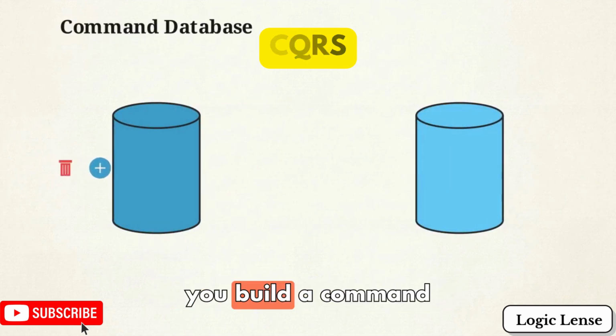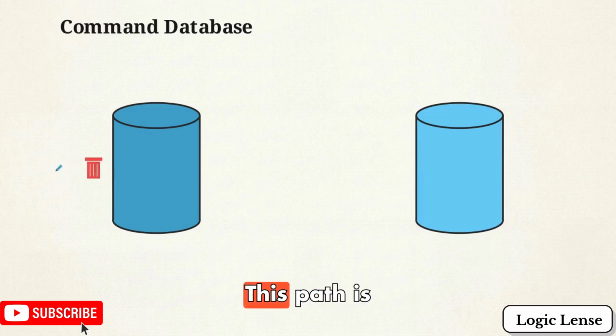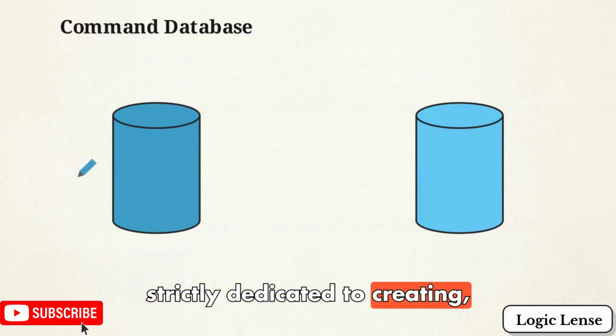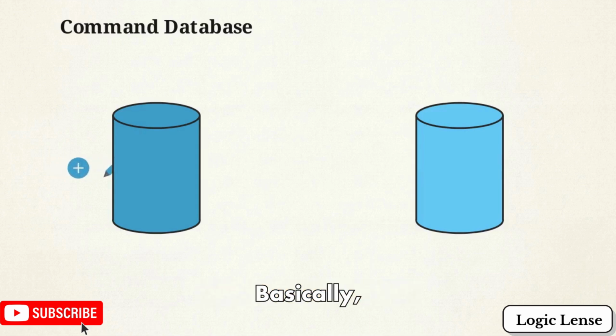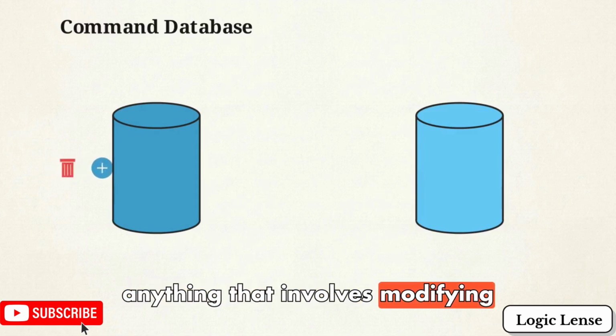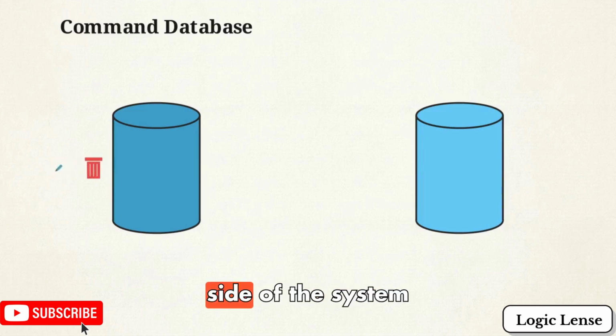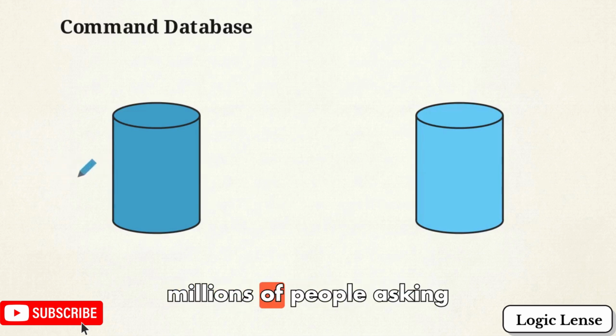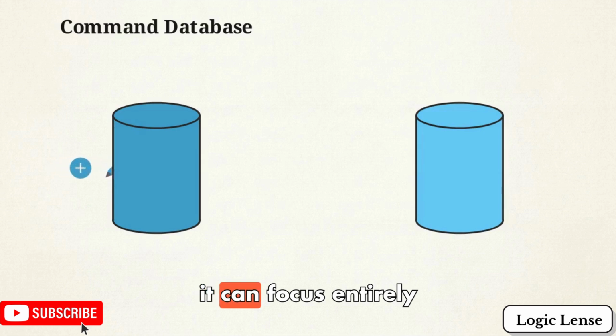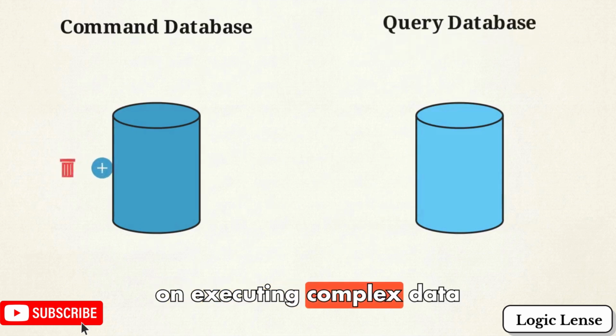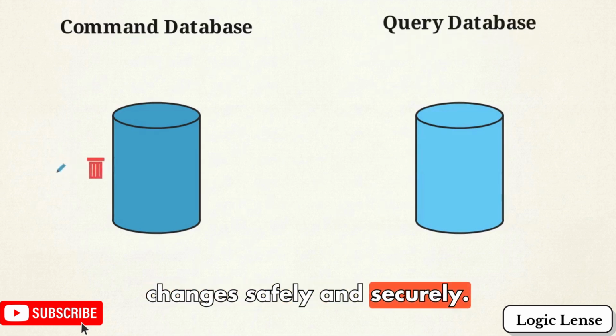On one side, you build a command database. This path is strictly dedicated to creating, updating, or deleting records, basically anything that involves modifying the data. Because this side of the system never has to answer millions of people asking for the price, it can focus entirely on executing complex data changes safely and securely.